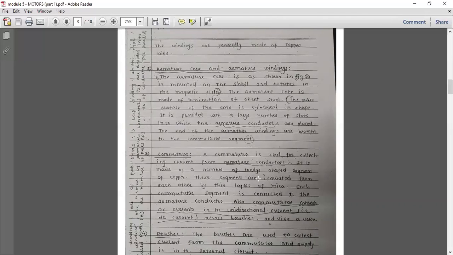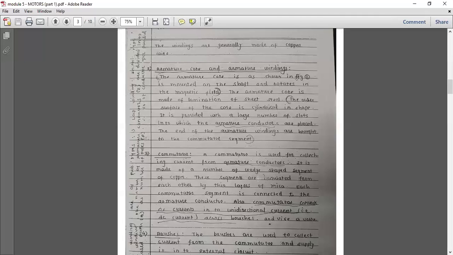So over here, I can say that in the commutator there is a current flowing which is related to the armature conductors. The commutator segment is connected to the armature conductors. Also, the commutator converts the AC current into a unidirectional current, which is DC current. This point is related to the fact that we are dealing with DC motors.